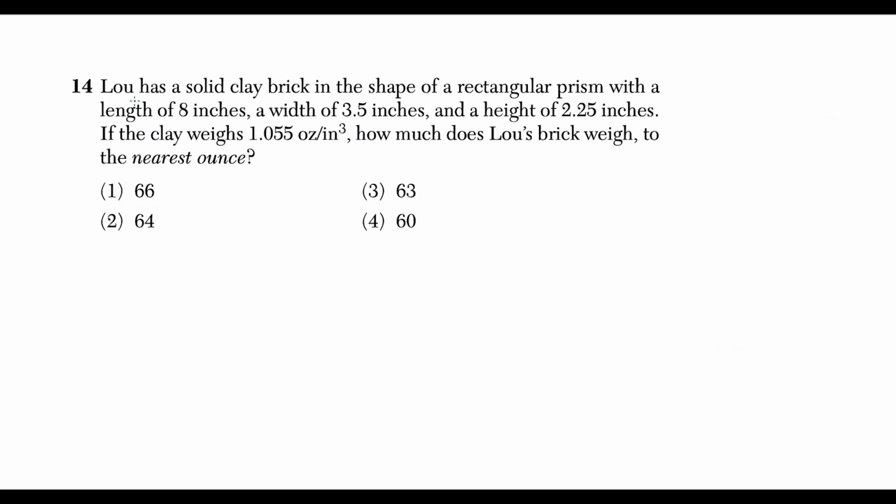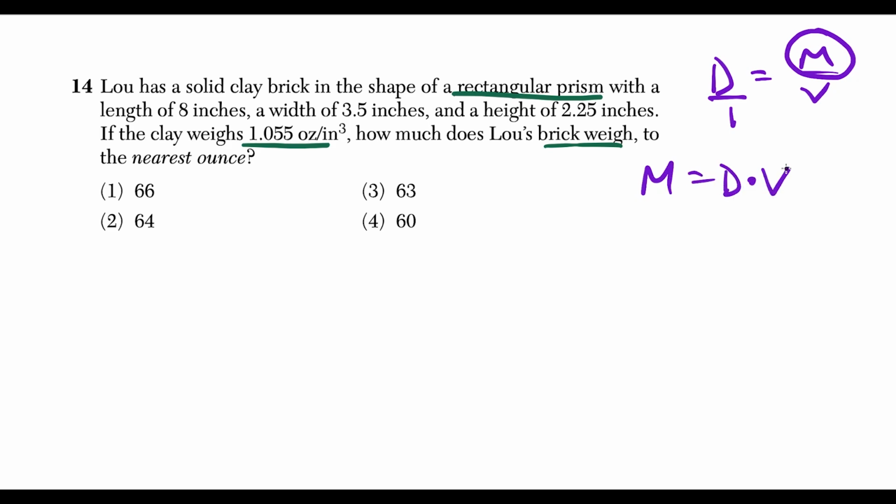So question 14, we have Lou has a solid clay brick in the shape of a rectangular prism, and we're told the length, width, and height, and we're told the density here. We want to know how much the brick weighs to the nearest ounce. So for this question, we have to know that density is equal to mass over volume, and since we want to know the weight of the brick, what we're looking for is the mass. If we do a little bit of algebra, we cross multiply. The mass is equal to the density times the volume.